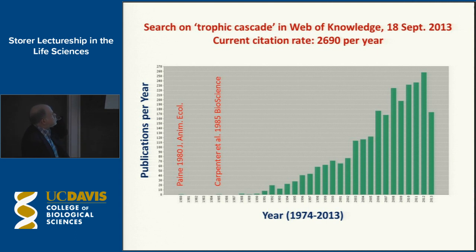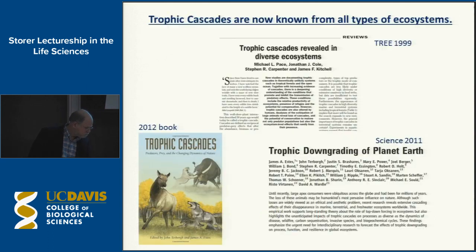Another interesting feature, I think, is that the trophic cascade concept has really taken off, and most of the papers are actually terrestrial, not lake papers. So here I've plotted publications per year that use the word trophic cascade from 1974 to 2013. There's Payne's paper in 1980, our first paper on lakes in 1985, and pretty much an exponential explosion since then.